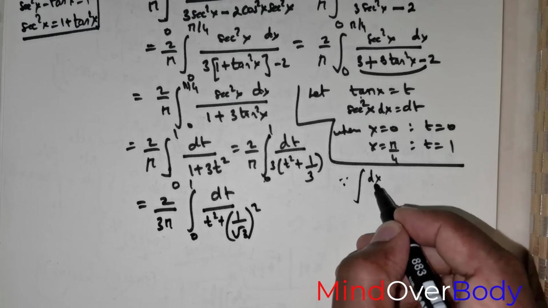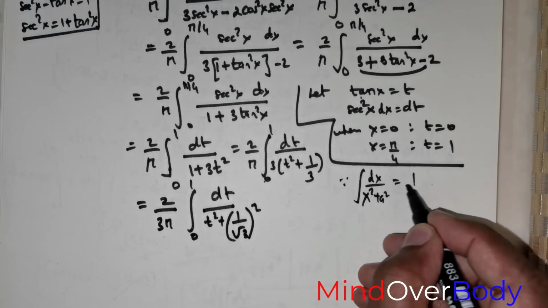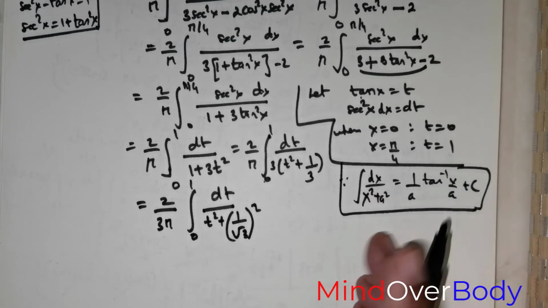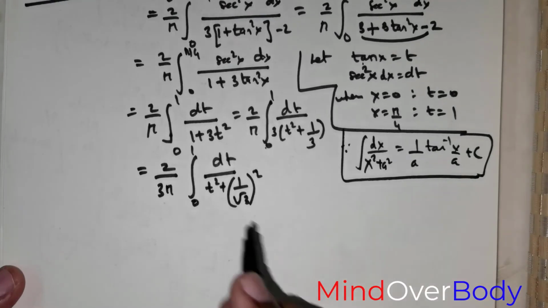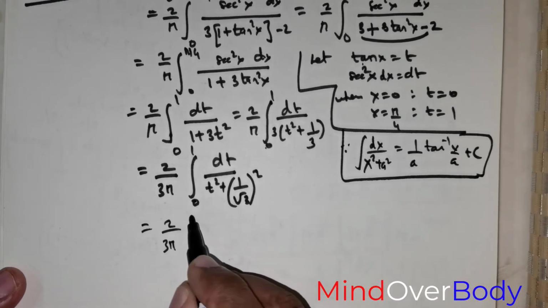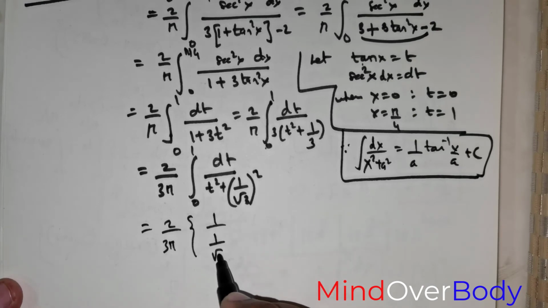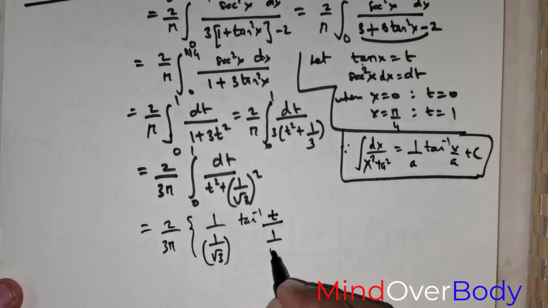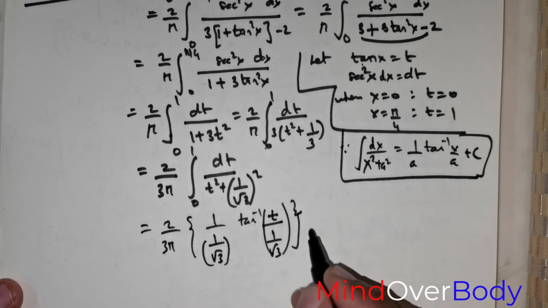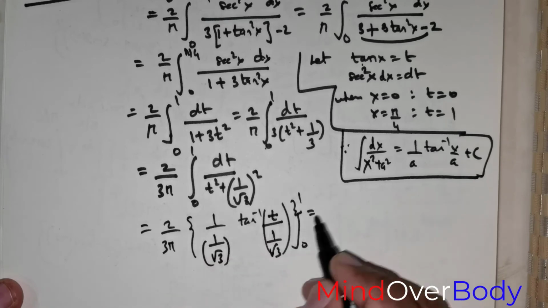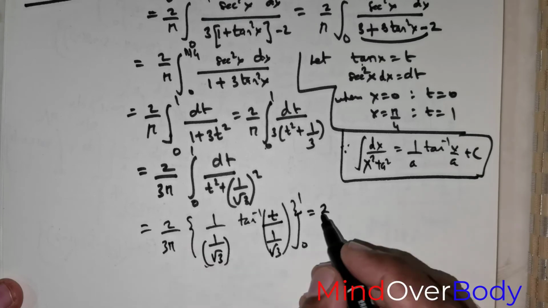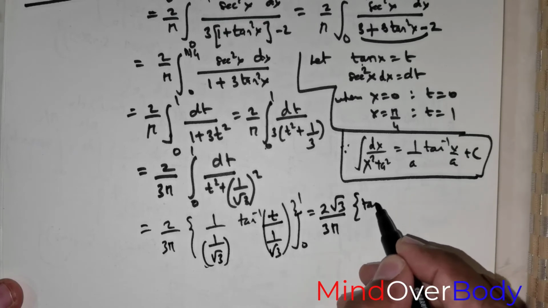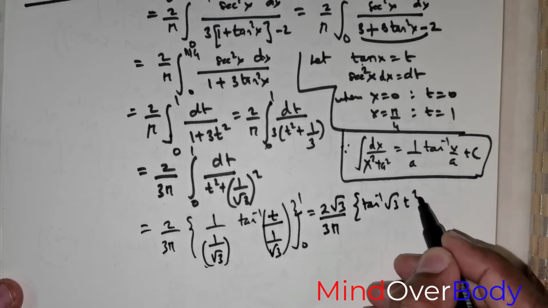Now we know that integral dx over x squared positive a squared is 1 over a tan inverse of x over a positive c, right? So if I were to use this formula, this is going to be equal to 2 over 3 times pi, 1 over a times tan inverse of x over a. Of course the limits are 0 to 1, so this is going to be, I'm going to push this off to the numerator, 2 times root of 3 divided by 3 times pi tan inverse of root of 3 times t, limits are 0 to 1.